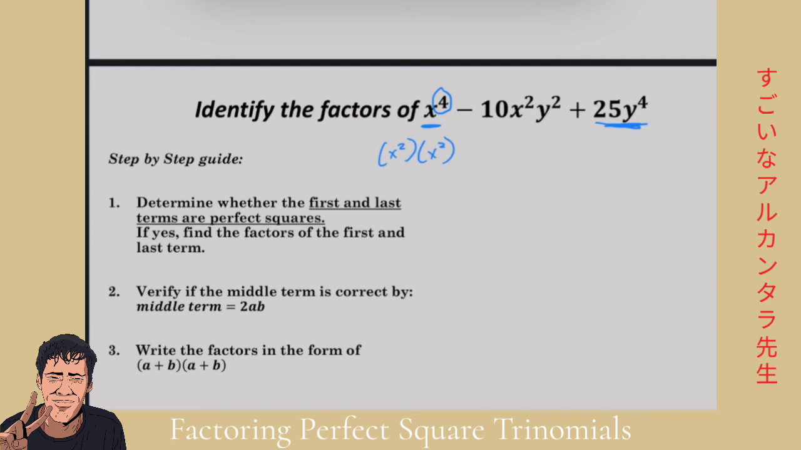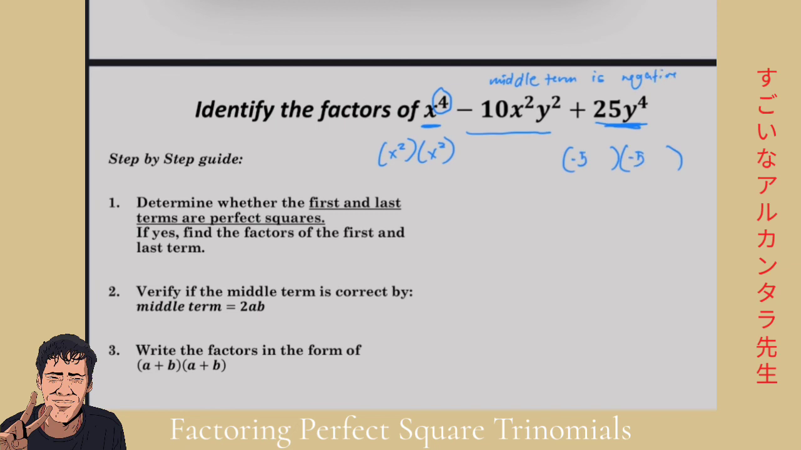Now, sir, how about this? 25y raised to 4. Don't panic. Do this step by step. 25. Is 25 a perfect square? Yes. Since the middle term is negative, what version should we focus on? The positive factors or the negative ones? Well, since it's negative, the factors that we will consider are the negative.